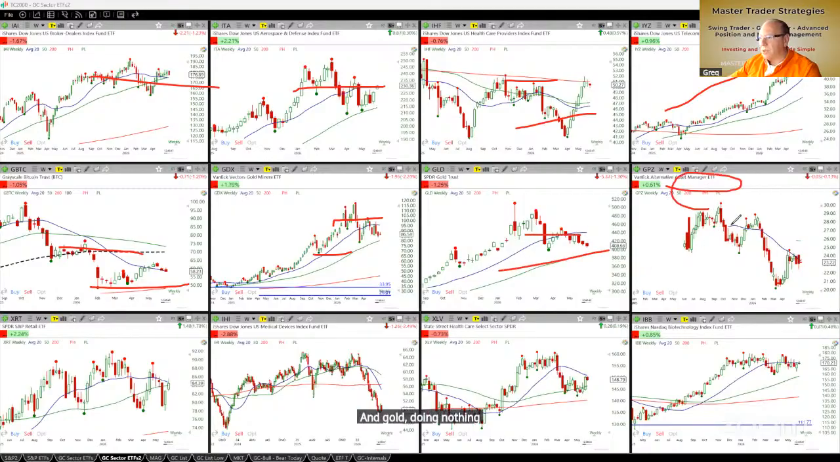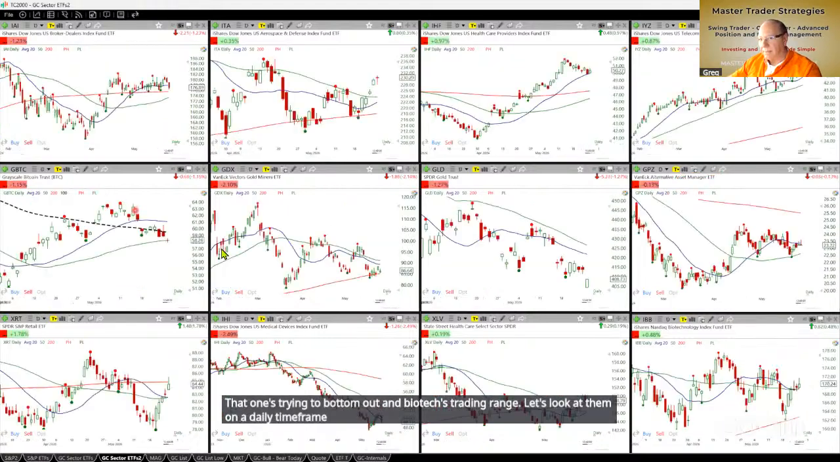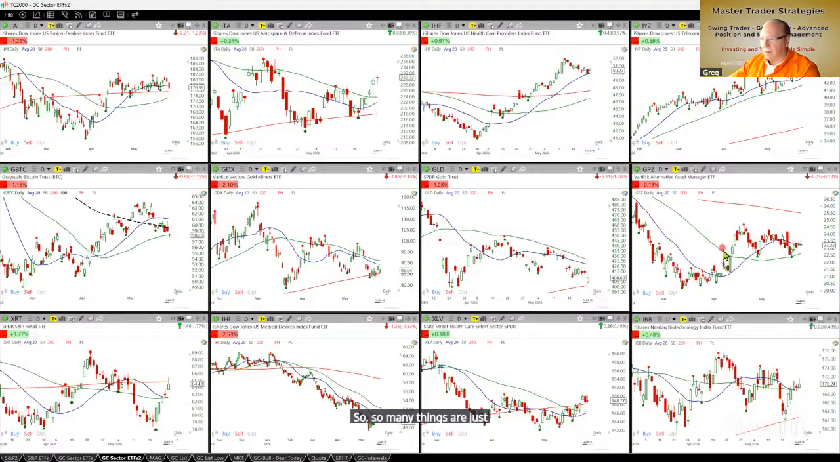This is asset management. This is maybe starting to bottom out. It's a little early to tell. Retailing, trading range, right? Medical devices, downtrend. Healthcare, that one's trying to bottom out. And biotech's trading range. But let's look at them on a daily time frame. Bitcoin breaking lower. Broker dealers trading range. So many things are just going nowhere.